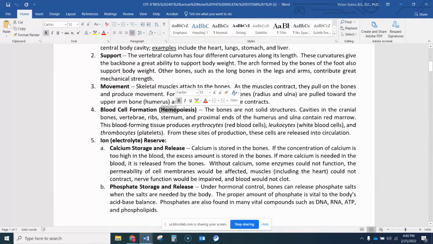hemopoiesis. Hemo means blood. Poiesis means forming, so we're forming blood. Sometimes you'll see hemato instead of hemo, so hematopoiesis. That means the same thing. Hemato and hemo both refer to blood, right? So that's a big function of bone, is to make our blood, hemopoiesis.